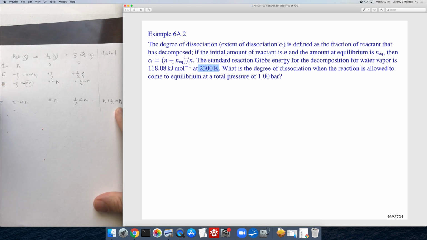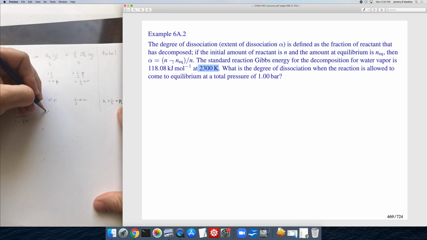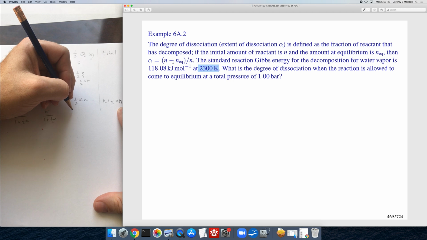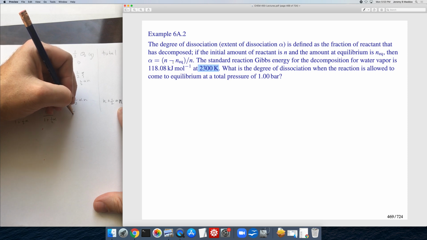Let's calculate the mole fractions. So we're going to be taking the moles that we have divided by the total number of moles that we have. And so that's going to give us 1 minus alpha divided by 1 plus 1/2 alpha. This is going to be alpha divided by 1 plus 1/2 alpha. And this will be 1/2 alpha divided by 1 plus 1/2 alpha.